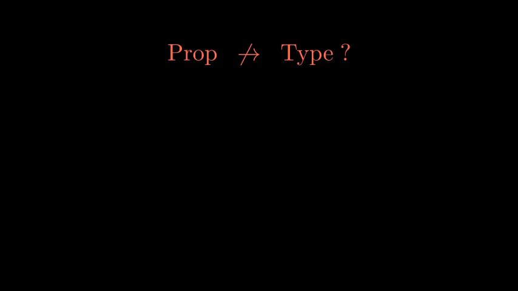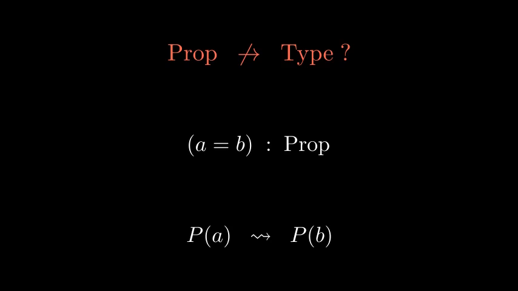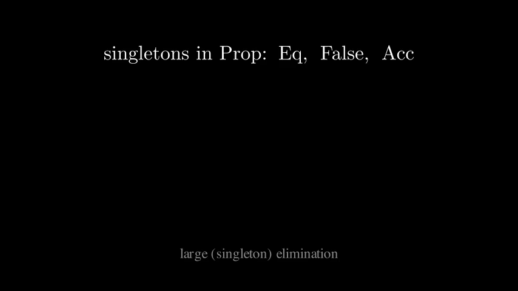If Prop is its own walled-off floor, here is a worry. A proof of a equals b lives in Prop. But to use it, to rewrite a goal of type P of a into P of b, the proof has to influence something in Type. Can a sealed-off Prop reach into Type at all?